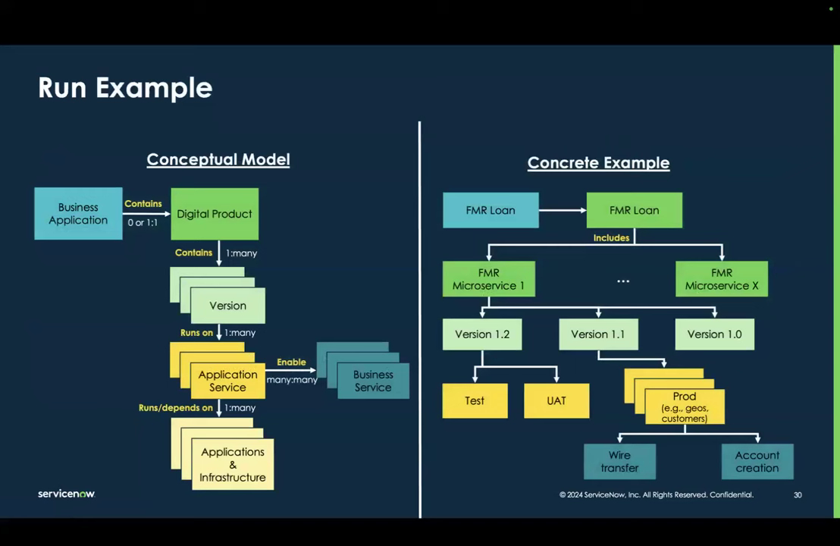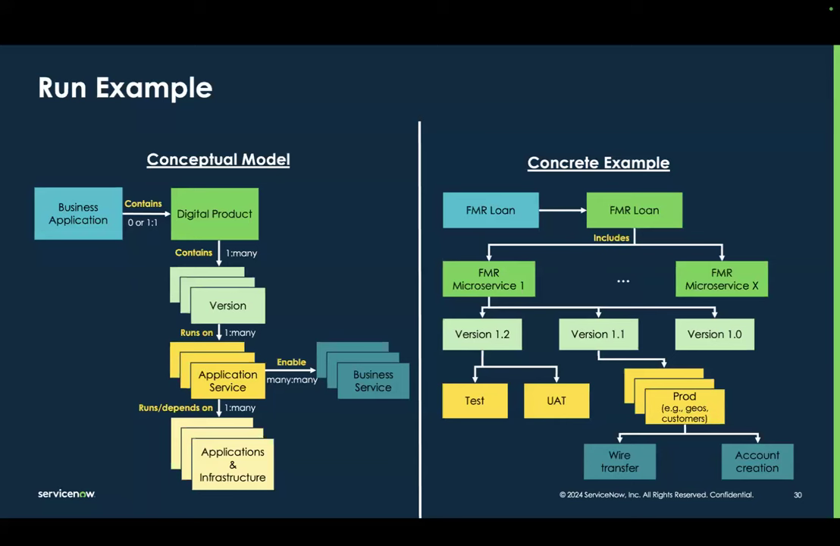On our conceptual model, as we build this out more and more, we have the business application connected to our digital product, which has versions, which deploys to app services, which could be related to business service. So typically a business service is a higher level construct. So for instance, if we have our financial reporting, that's a business service. We're using SAP Financials in order to do it. That's an app service because SAP Financials is an application, whereas the higher level financials are the business service. And then the application service is running on infrastructure.